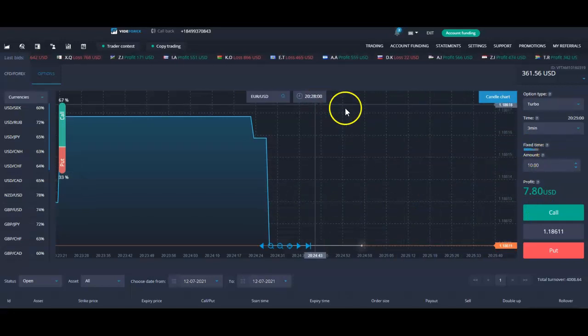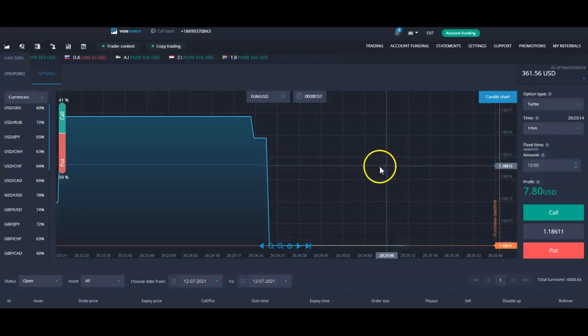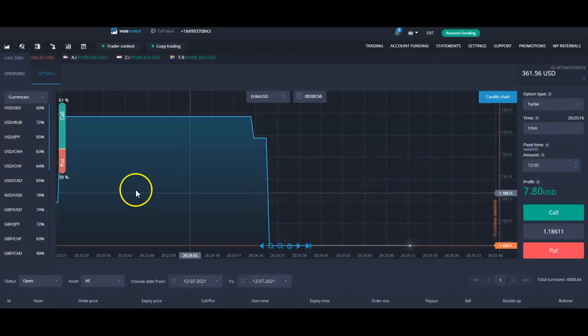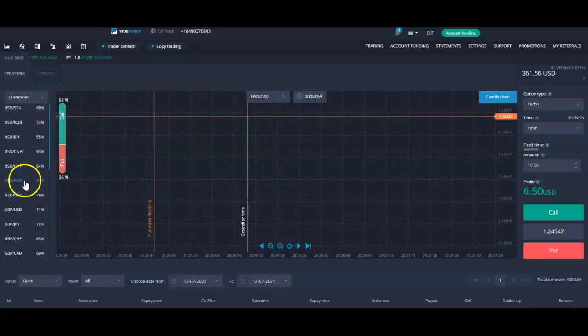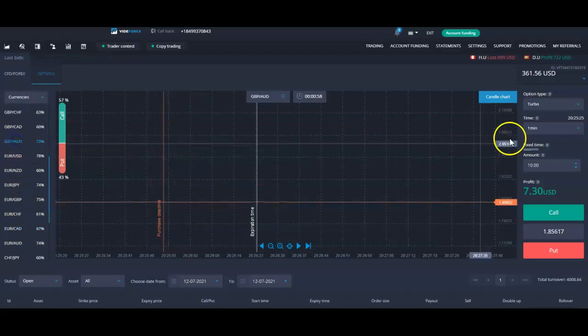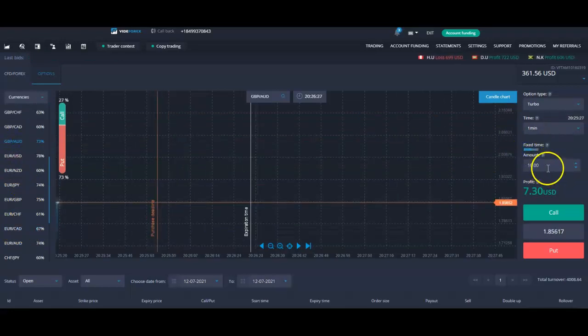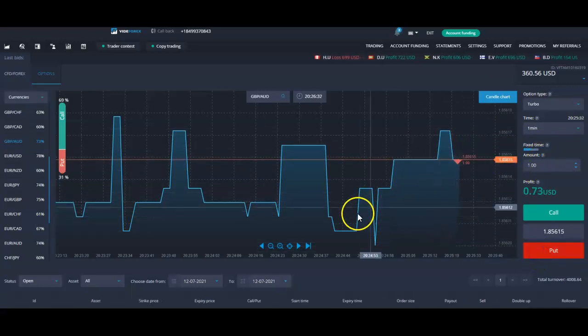Another way to remember: when fixed time is on, there is no running clock. If fixed time is off, we have a running clock. Why this can be bad is, say you're following an educator who's taking 1-minute trades. You are waiting for the trade to hit entry. Let's go to USD CAD. Let's go to GBP AUD for a second. So say we wanted to take a 1-minute sell here.